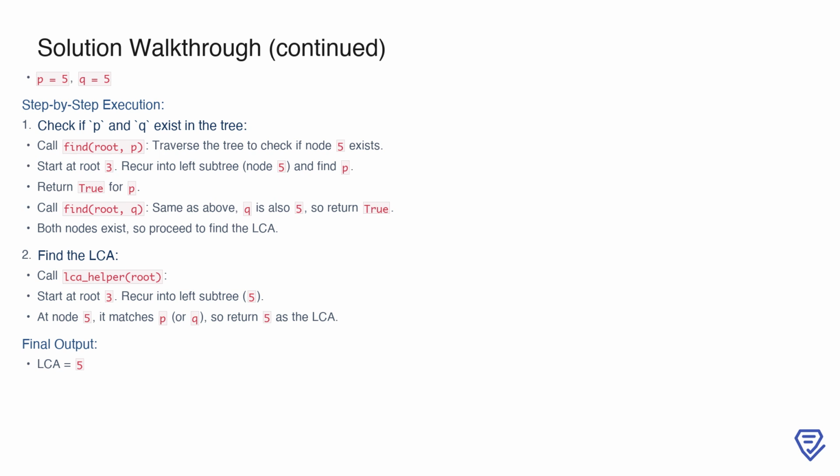With both nodes verified, we proceed to find the lowest common ancestor. We call LCA_helper starting at the root. As we traverse into the left subtree, we reach node 5, which matches P and also matches Q. Since we've found one of the nodes directly, it becomes the LCA. The final output for this example is node 5 as the LCA.